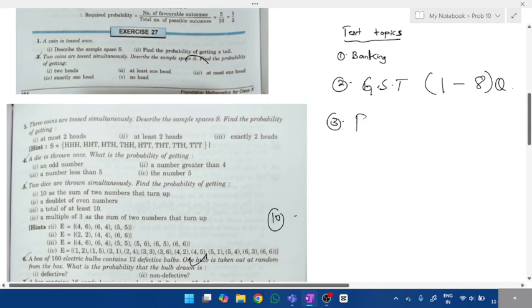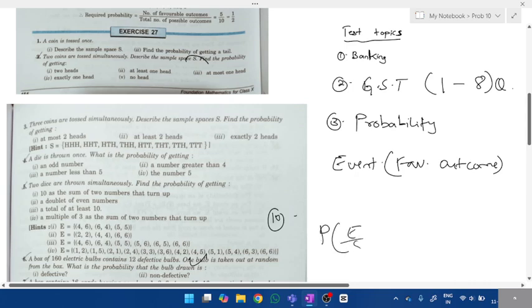Then probability, the full chapter. Will you revise probability? What are the topics there? In probability, we have only 2 formulas, only 2 concepts, students. What are those 2 concepts? You have to find the event. What do you mean by event? Event is the favorable outcome. And what's the other word? Sample space.